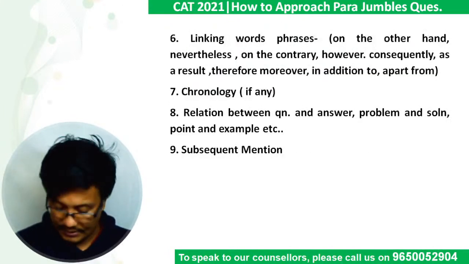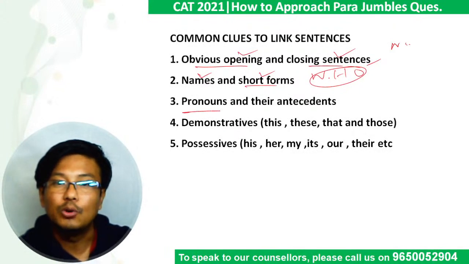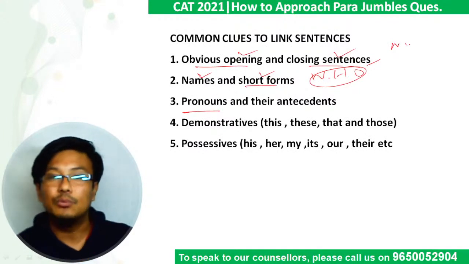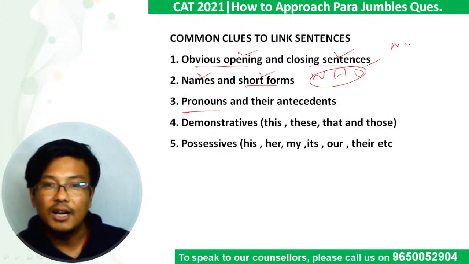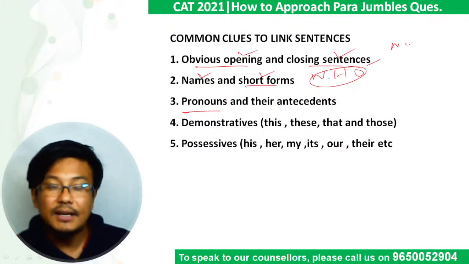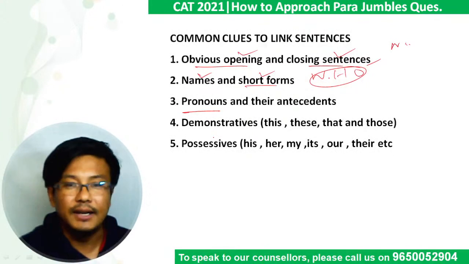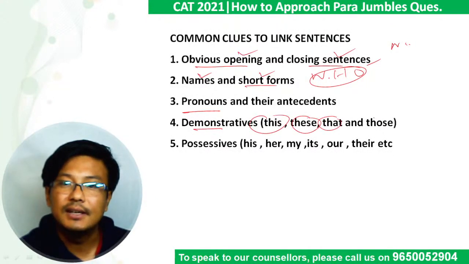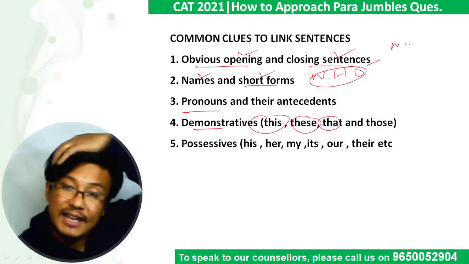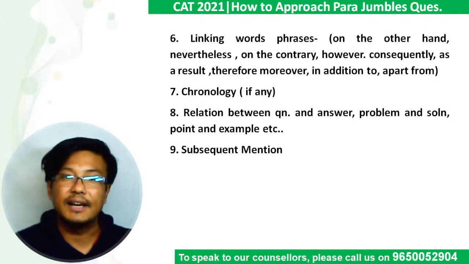Third thing is pronouns and their antecedents. What are pronouns? Pronouns are basically nothing else but words which replace. So if you replace something with a pronoun, whatever has been replaced and the pronoun should have a link. So when you see pronouns, look for links. Demonstratives, these are also pronouns: this, that, these, those, look for clues. Possessives are also pronouns, so watch out for all these.